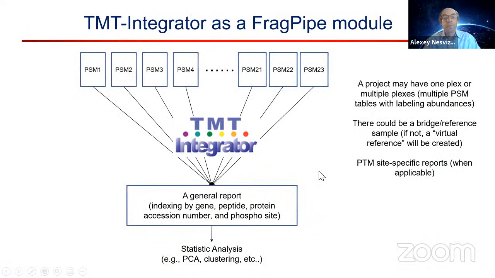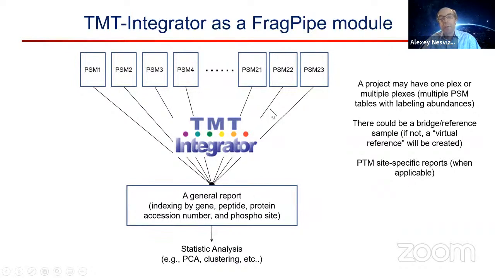The module TMT-Integrator is a module in FragPipe that will either take one PSM table, if you have just one plex, or if you have many TMT plexes, iTRAQ plexes, it will take a PSM table generated by FragPipe Philosopher reports for each TMT plex, and combine this information. It will generate combined reports for the whole cohort. And if it's PTM enriched data, it will generate PTM site-specific reports as well.